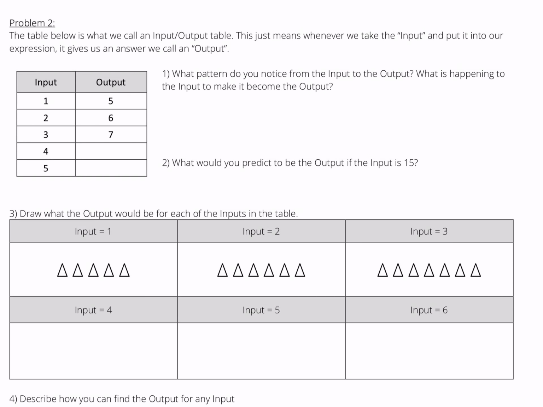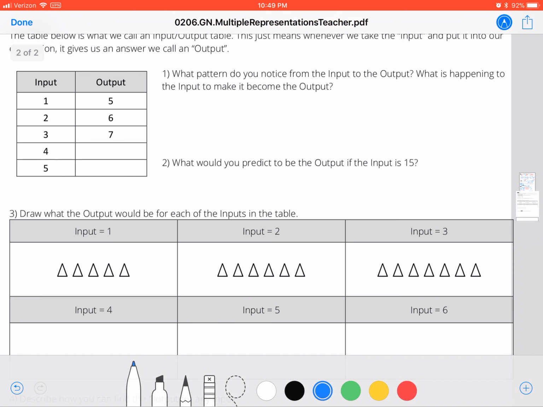The table below is what we call an input-output table. This just means whenever we take the input and put it into our expression, it gives us an answer we call an output. Kind of makes sense. Input is what you put in, output is what you get out. So question number 1, what pattern do you notice from the input to the output? What is happening to the input to make it become the output?